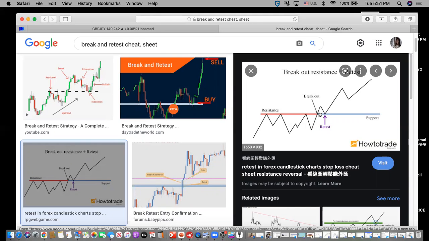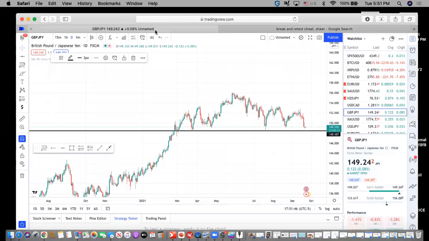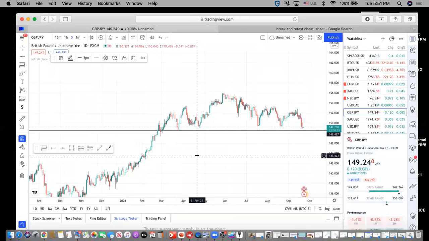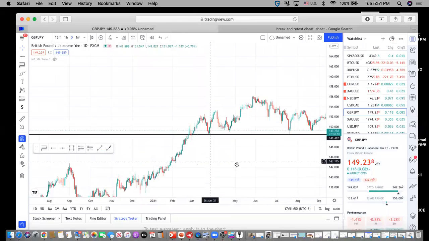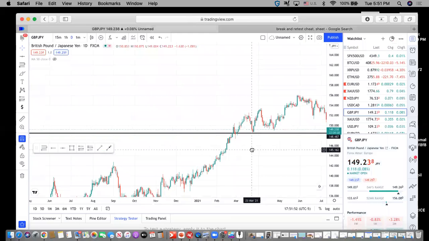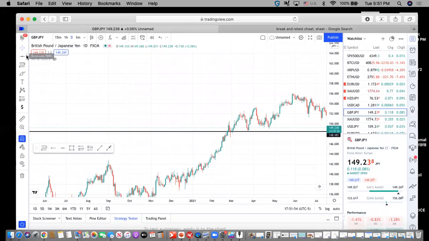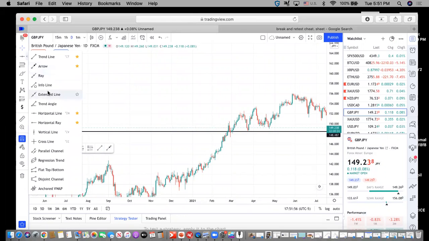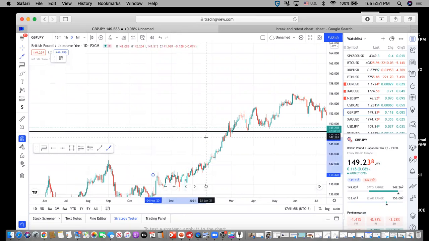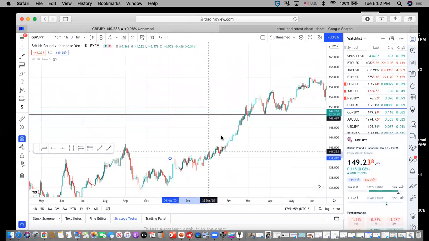I want you guys to understand the break. The break is the break of a zone, the break of an area. I want you to understand the breakout first. So first, let's go ahead and look at a breakout right here. We'll just use this black line as an area of resistance. It's not a super great area of resistance, but we'll just use it.